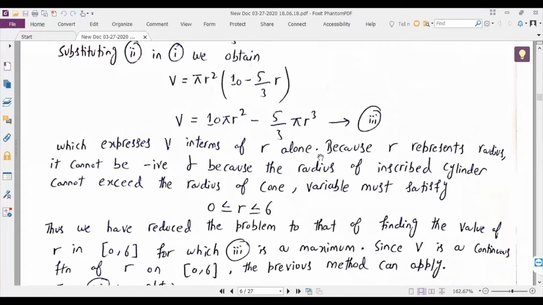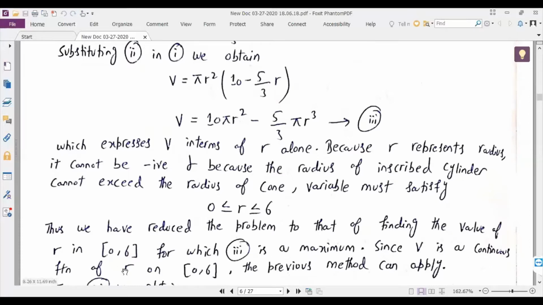So now let's find the value of R. As R represents the radius, it cannot be negative, and because the radius of the inscribed cylinder cannot exceed the radius of the cone, which is 6, the variable must satisfy the constraint 0 to 6. Thus we have reduced the problem to finding the value of the radius in the closed interval 0 to 6 for which the volume is maximum.